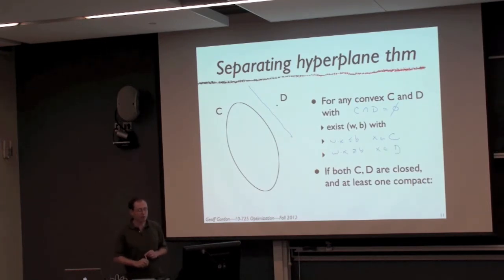And if both C and D are closed sets, and at least one of them is compact, you can get stronger. You can make the inequalities strict. So for example, w dot x is less than b, or w dot x is greater than b. In this case, these are both closed and both compact, and so there is a strict separating hyperplane. But in general, the separating hyperplane might not be strict. Okay? Can anybody think of an example where the separating hyperplane is not strict?